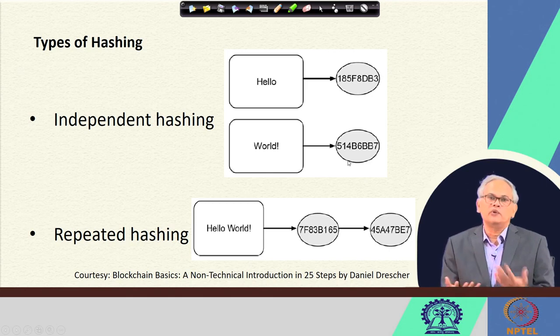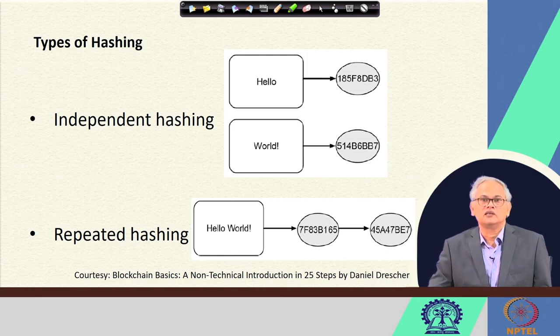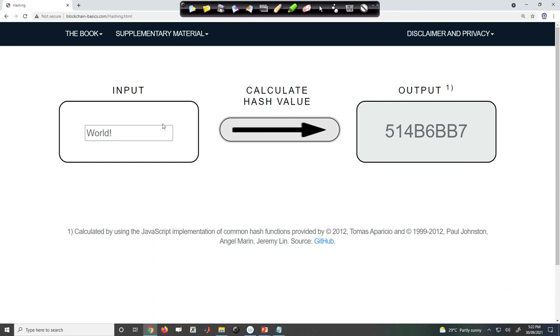So, by independent hashing, what we mean is that for these 2 pieces of input message, we carry out the hashing independently. What about repeated hashing? This is something which is interesting. If you remember, for SHA-256, if we do this hashing, we get the first 8 digits like this.